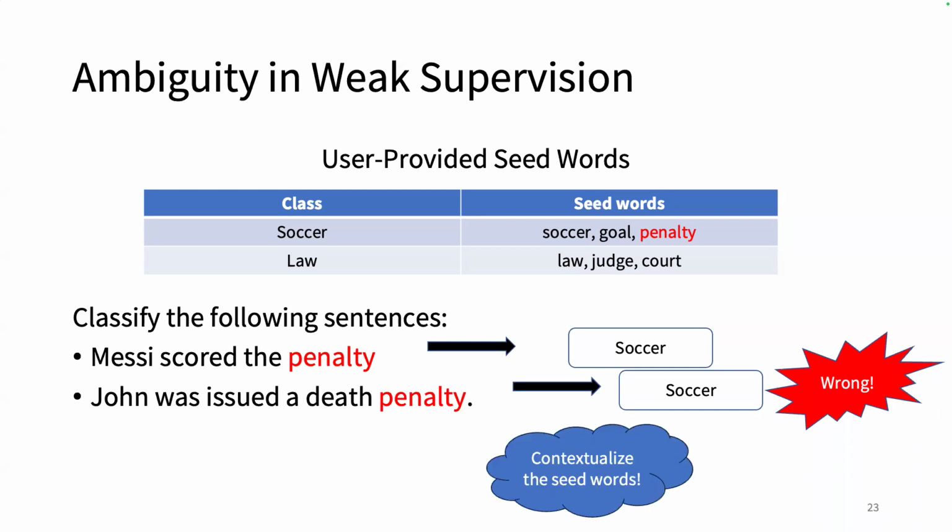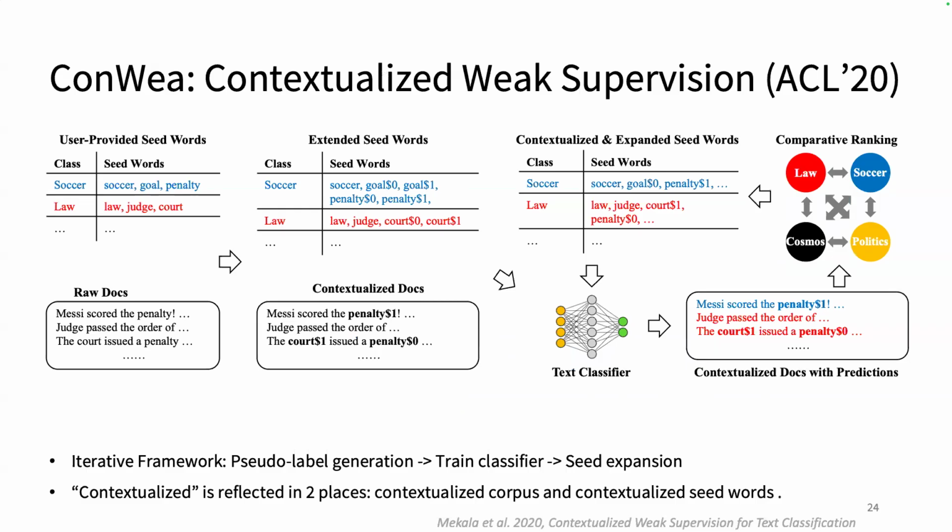So how can we fix this? We propose contextualizing the provided weak supervision instead of just accepting it at the surface form level. This is the whole framework that we propose. It is an iterative framework which takes user-provided seed words as supervision, and we have raw documents which are unlabeled. Then we generate pseudo-labeled data, train a classifier, and then we expand the seed words and repeat this process iteratively. But our major contributions are in these steps, where we contextualize the documents and the seed words using pre-trained contextualized language models like BERT, which we use in this work. When I say contextualization, each word's interpretation is resolved, and similarly, the interpretation of seed words is also resolved.